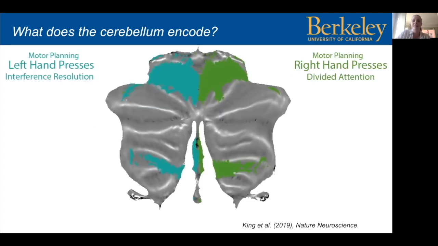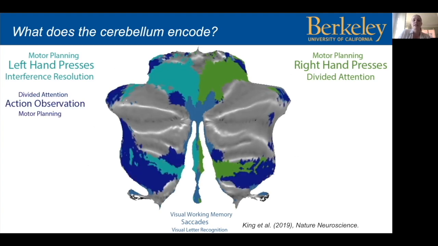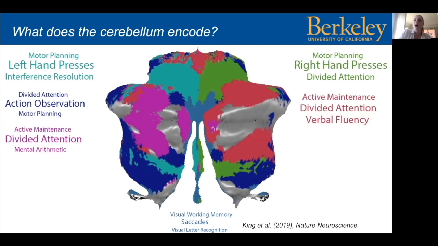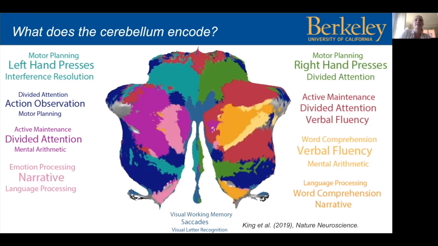And recent work has found that, for example, regions in the anterior lobe of the cerebellum encode left and right hand motor presses, a known somatotopy in the cerebellum. Another region encodes saccades and other features related to visual recognition. A fourth is a motor region that's driven by action observation. But interestingly, beyond these motor regions, the features most descriptive of cerebellar functional organization captured a range of cognitive processes from attention to narrative, verbal fluency, and autobiographical recall. And this nicely illustrates this sort of rich functional organization of the cerebellum.